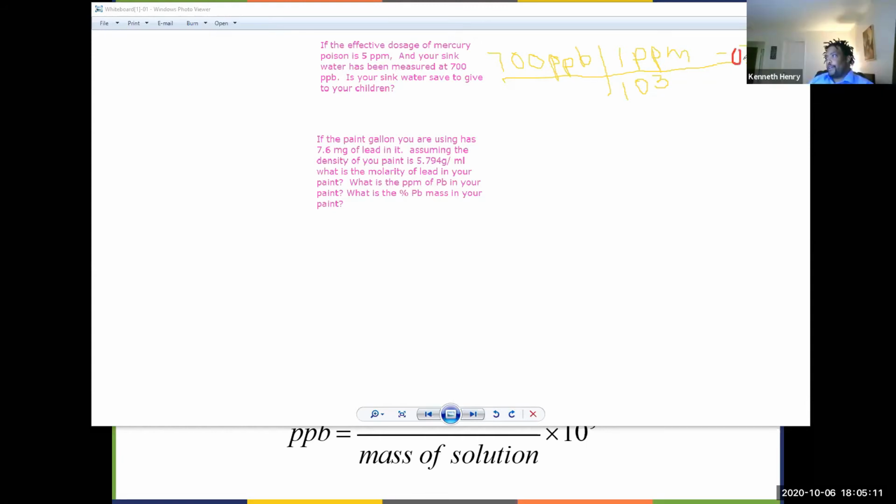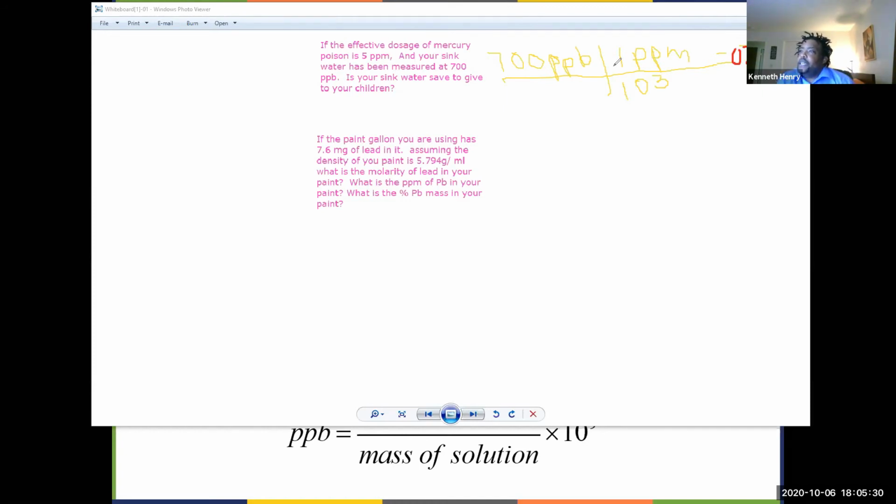You got 0.7, right? So 0.7 is greater than 5? No. Okay. So we can go ahead and give it to our kids. They'll just be smart, I guess.